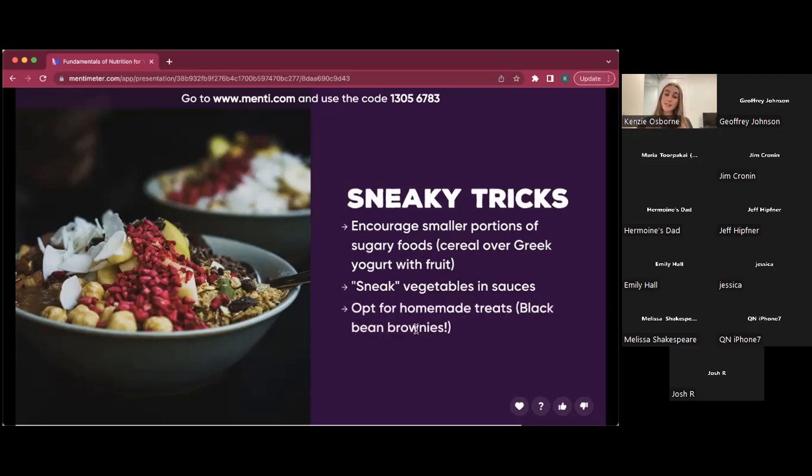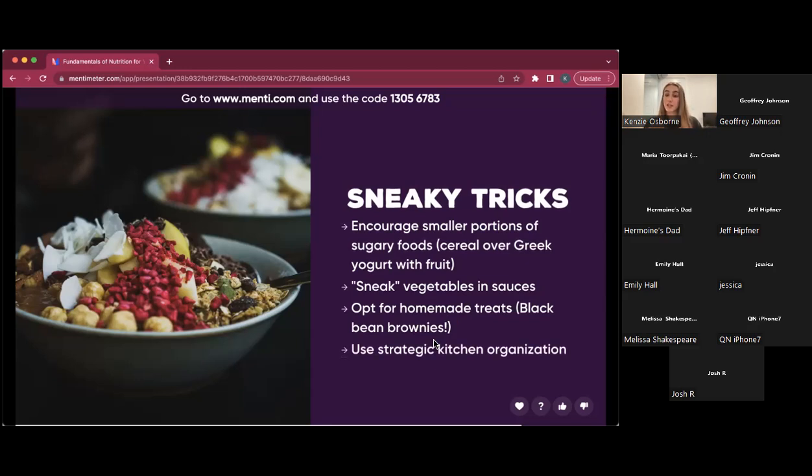Opt for homemade treats instead of store-bought. So things like cookies, brownies, even if you're making them at home with sugar, that is a better option than buying the store-bought version. So if you can make your treats at home, bonus if you're willing to experiment with things like black bean brownies. There's also things such as chickpea cookies, which sound weird but are super tasty, and that can help just increase the nutritional density of your day of meals.